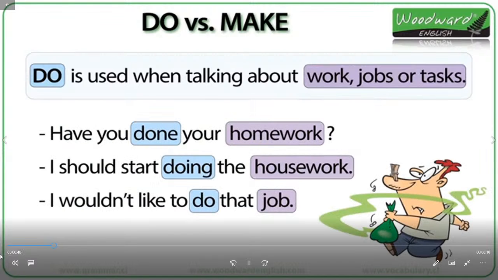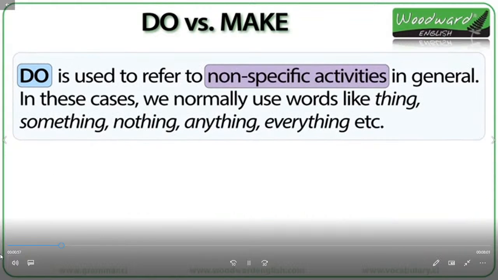Have you done your homework? I should start doing the housework. I wouldn't like to do that job. Do is used when we refer to non-specific activities, which means activities in general without being specific. In these cases, we normally use words like thing, something, nothing, anything, everything, etc.